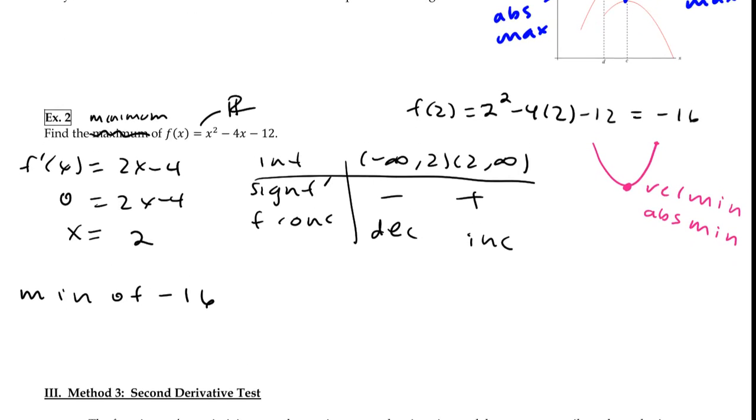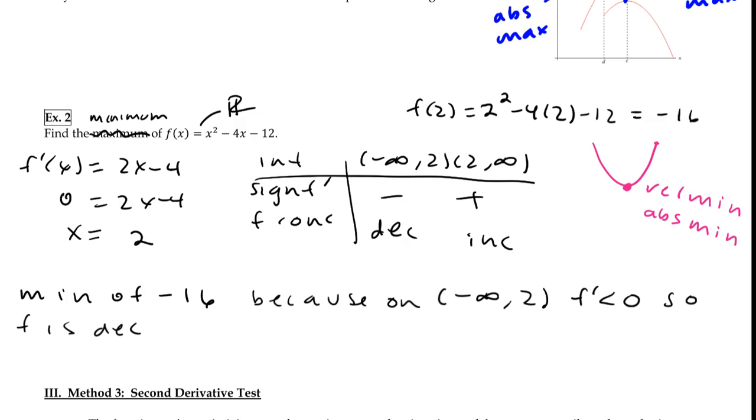So we have a min of negative 16. Why? Because from negative infinity to 2, f prime is less than 0, so f is decreasing. Then we're saying from 2 to infinity, f prime is positive, so f is increasing.